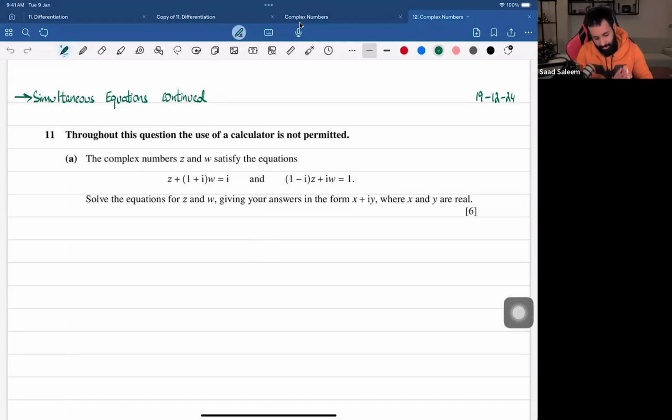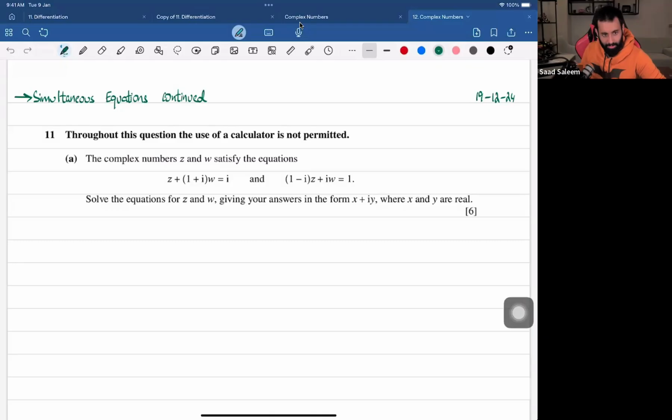Throughout this question, the use of a calculator is not permitted. You can still use a calculator to check your answer, okay? But you cannot use your calculator to solve the entire question. The examiner will have no clue whether you've used a calculator or not, if you're using it smartly, that is only to check your answer.